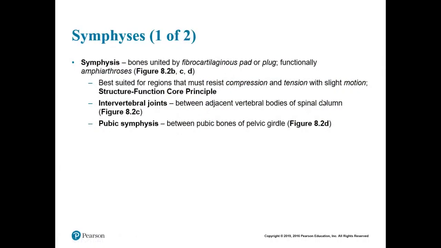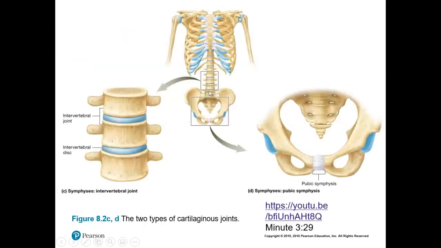So we have a symphysis as well. A symphysis, as mentioned before, is made up of a fibrocartilage pad, and it occurs in two locations. One is an intervertebral joint, and the other one is a pubic symphysis. So, the intervertebral disc, or the joint right there.